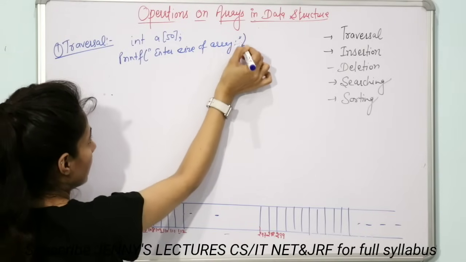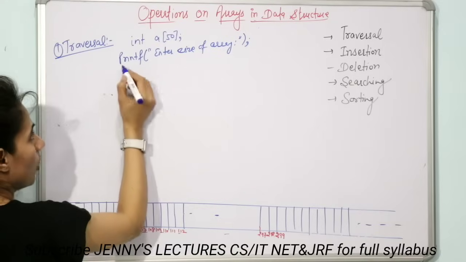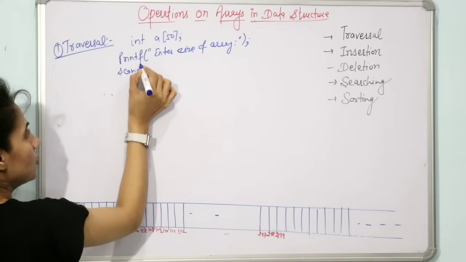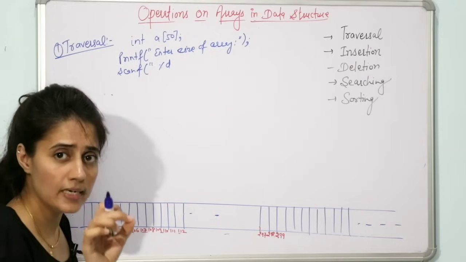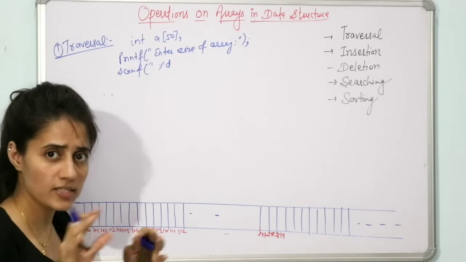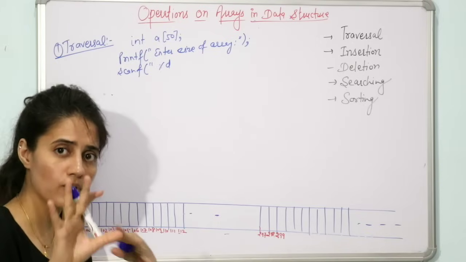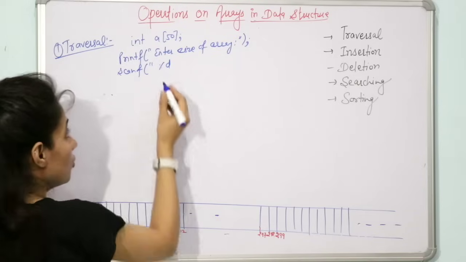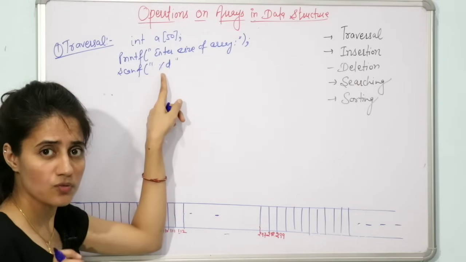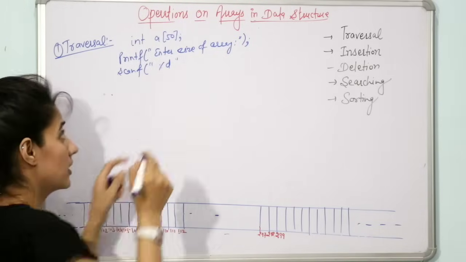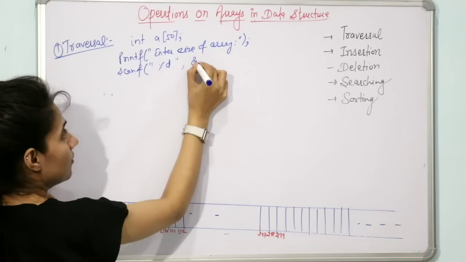Printf is a standard function that is used to print something on the output screen, and scanf is used to take input from the user. Now the user will enter the size, suppose 5. I want to insert 5 elements only. So here you will write %d, because for integer the format specifier is %d, for float it is %f. Then you will write address of.